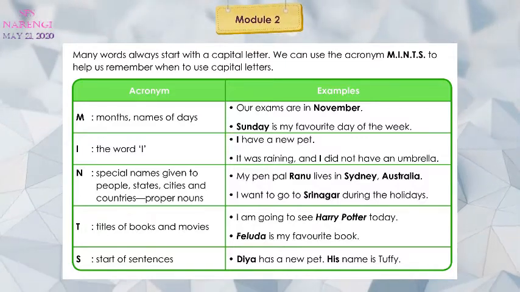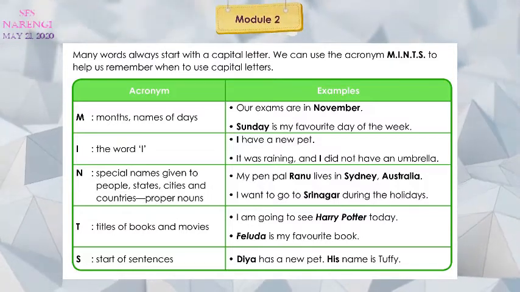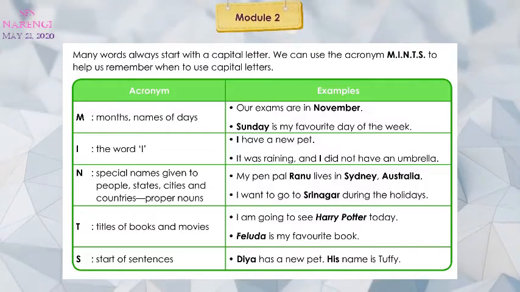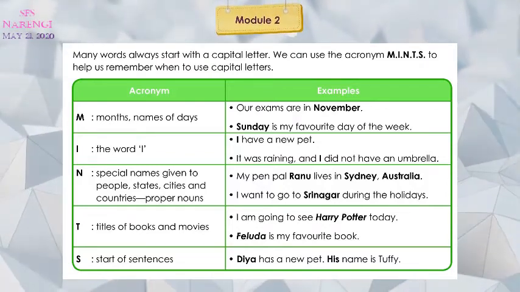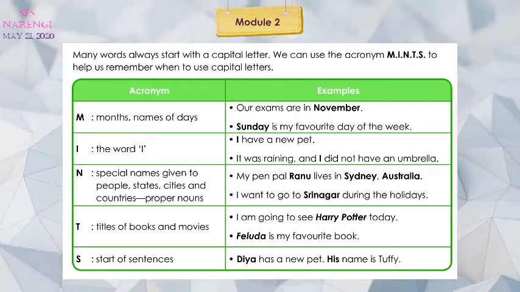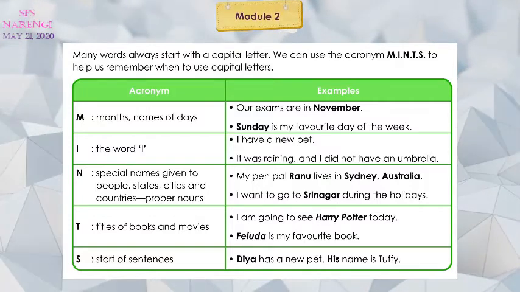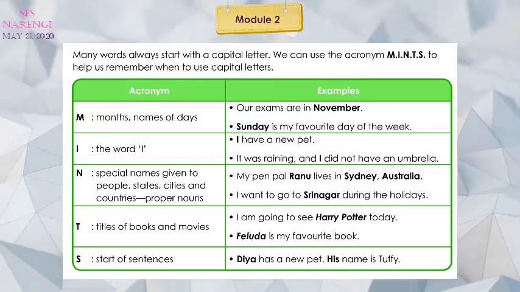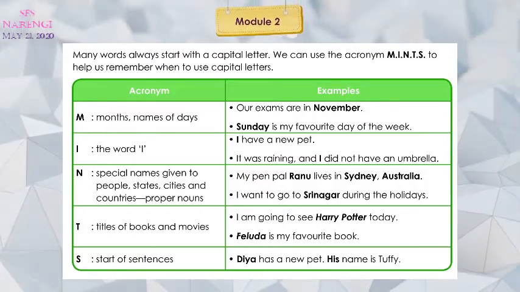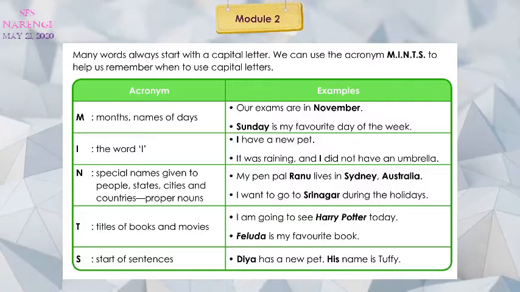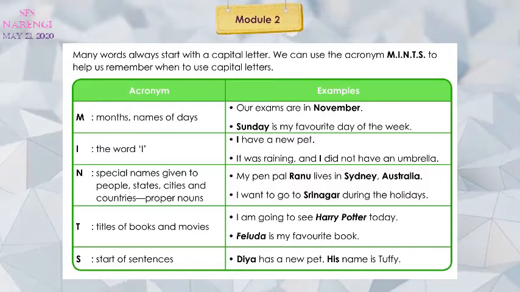So pen pals are the friends you form by writing only letters. You don't see them, but you become friends only by writing letters to each other. So my pen pal Ranu lives in Sydney, Australia. Can you see the highlighted words here? Ranu, name of a person. Yes, so it's a proper noun. Again, Sydney, Australia. So in here, the three highlighted words are proper nouns.